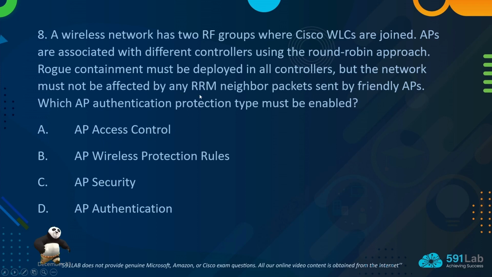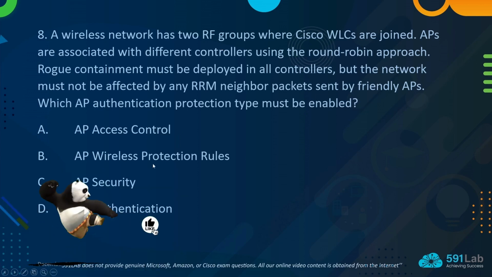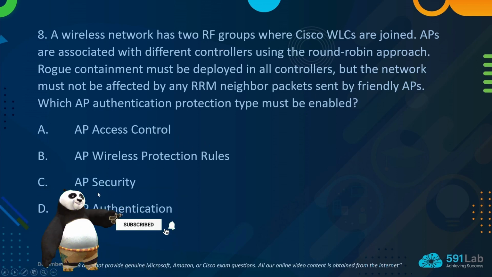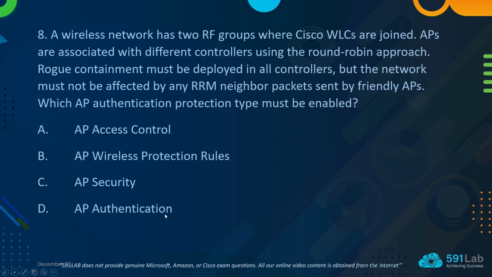We're talking about RRM neighboring. We're not talking about anything like security. Also, security and authentication is not helpful. We're talking about being affected if we're going to talk about rogue. If we have any security issue over the Wi-Fi, we're definitely going to use the AP wireless protection rules.